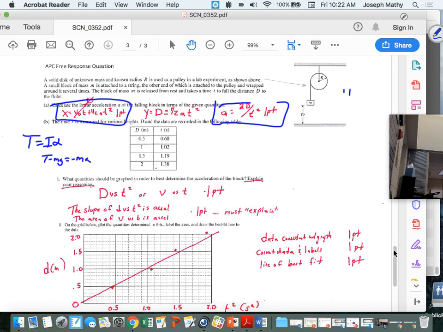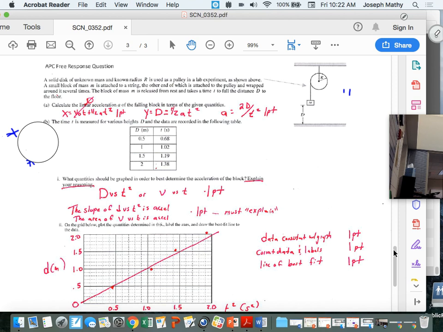Okay? Do you want to know why this isn't right and this isn't right? It's because of this sentence right here. The reason why this can't be correct is because of this. Did they give you an I yet in the problem? No. Well, then you can't use it. Did they give you tension yet in the problem? No. So you can't use it.